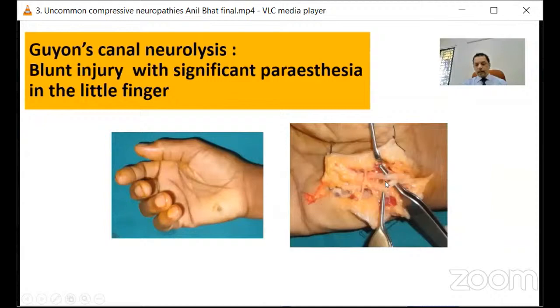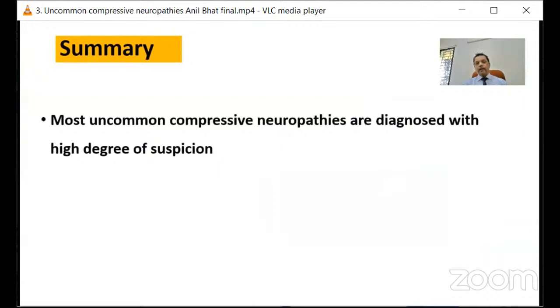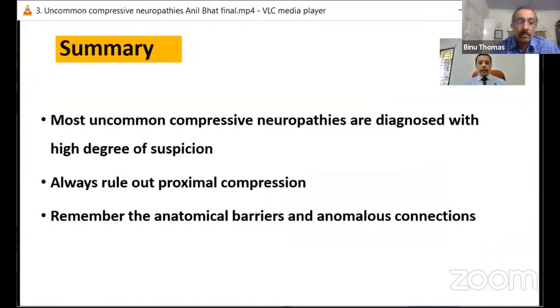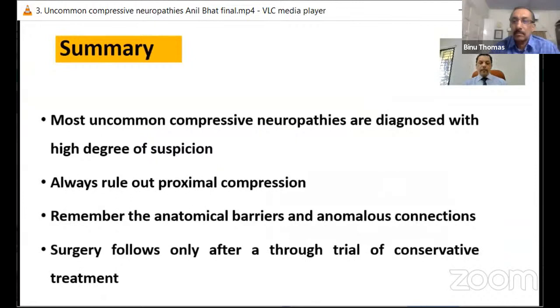So in summary, most uncommon compressive neuropathies are diagnosed with a high degree of suspicion. Always rule out proximal compression in these patients, and remember that anatomical barriers and anomalous connections can always be there, so your diagnosis should be accurate before we go in. Surgery follows only after a thorough trial of conservative management. Never rush for surgery in these patients, especially with these kinds of uncommon presentations.